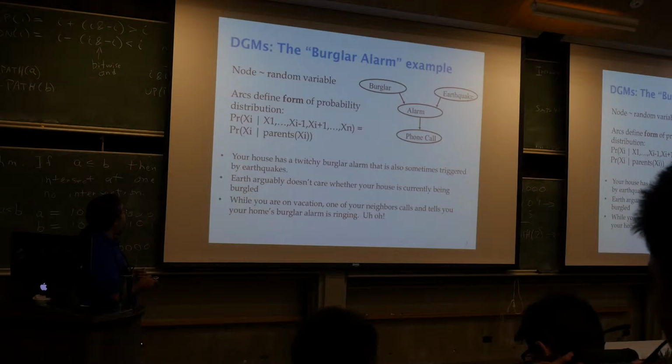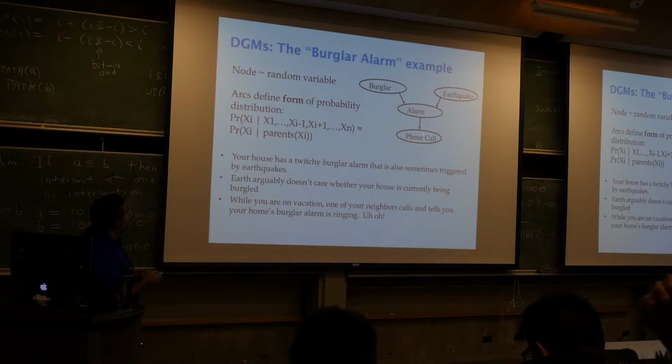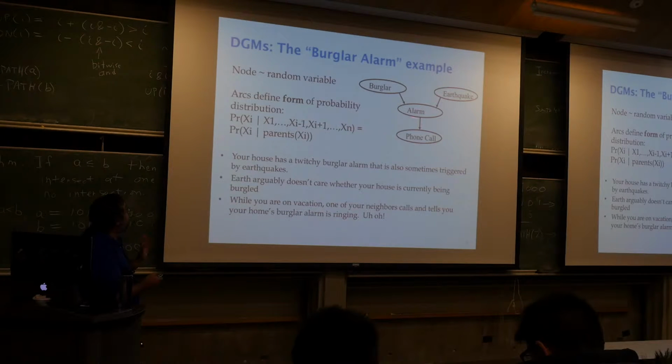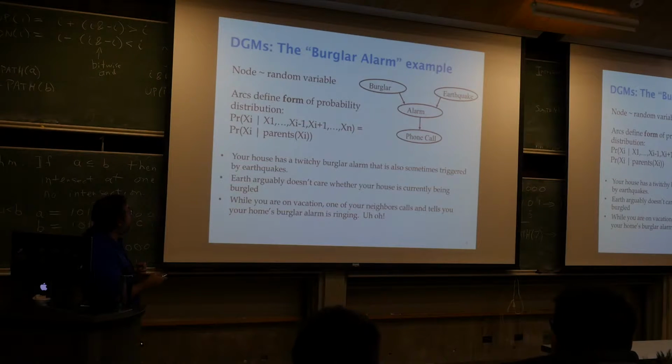And the problem here is to understand this causal model. It's not necessarily causal, but we're going to intuitively think of it as a causal model. Really, it's a probabilistic model. What this says is that the alarm only depends on the burglar and the earthquake. The phone call you get from a neighbor only depends on whether your alarm is going off.